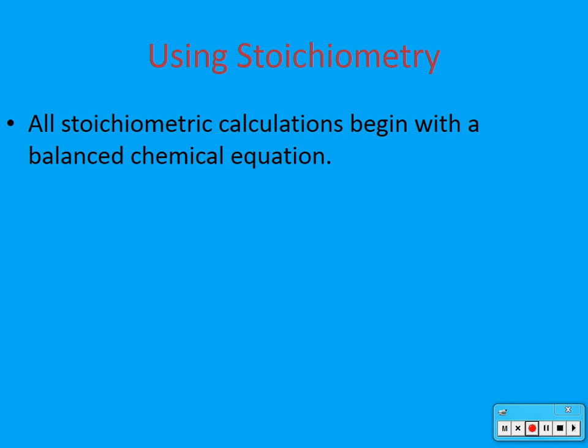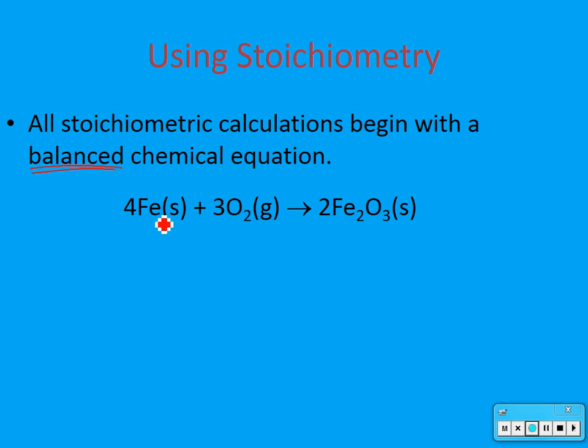This is a very important point here. It says that all stoichiometric calculations begin with a balanced chemical equation. It has to be balanced, or your moles are going to be off, which is going to throw your mole ratio off, which is going to throw your whole calculation off. So make sure it's worth your time to make sure that an equation is balanced.